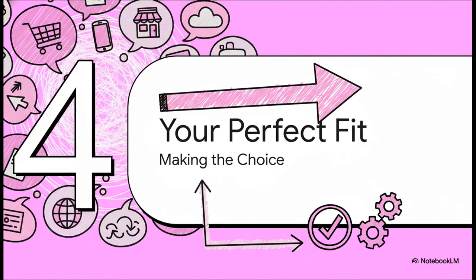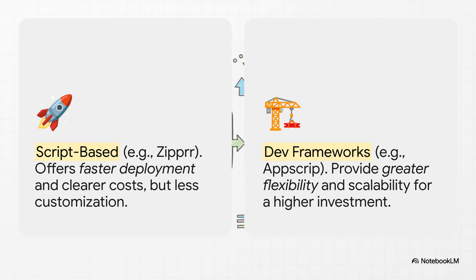Now, I know seeing all those options can feel like a lot, but the key here is to simplify things. When you really get down to it, your decision comes down to one fundamental choice about what kind of platform you're trying to build. You're basically looking at 2 main paths. On the left, you've got the script-based solutions, like a Zipprr. This path is all about speed and predictable costs. You get a solid working marketplace out the door fast, but you might have less freedom to tweak the core DNA of the platform. On the right, you've got development frameworks, like what Appscrip offers. This route gives you ultimate flexibility and long-term scalability, but it's going to require a bigger investment of both time and money. Look, neither one is better, they just serve totally different strategies.